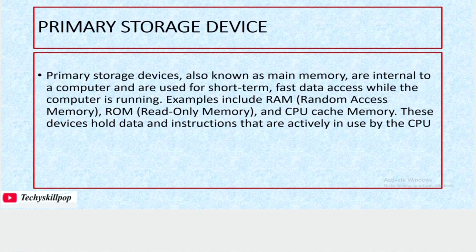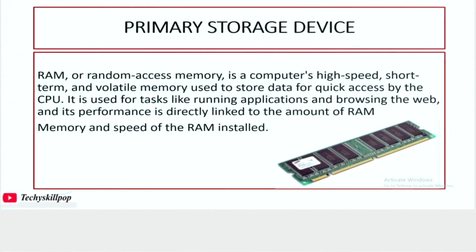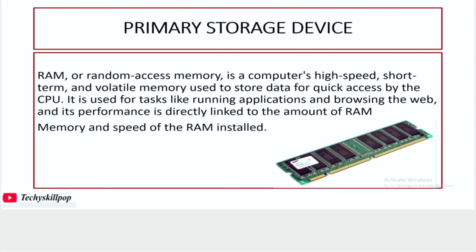Primary storage device. Primary storage device, also known as main memory, is internal to a computer and is used for short-term fast data access while the computer is still running. Examples include the RAM, the ROM, and the CPU cache memory. Primary storage device, RAM, or random access memory, is a computer's high-speed short-term and volatile memory used to store data for quick access by the CPU.